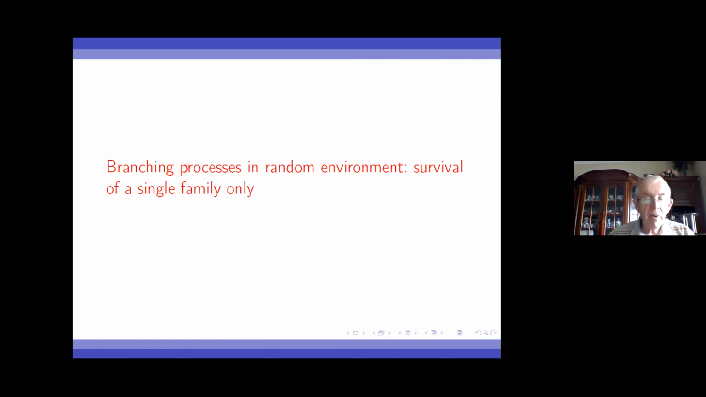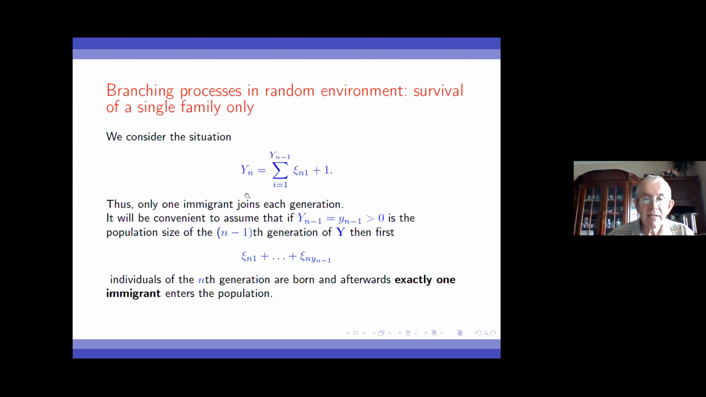The second part of my talk, which will be shorter, is simply about branching processes in a random environment, survival of a single family only. And this is the following. Now we consider the situation where our branching process with immigration is very simple. So each time we add only a single immigrant.